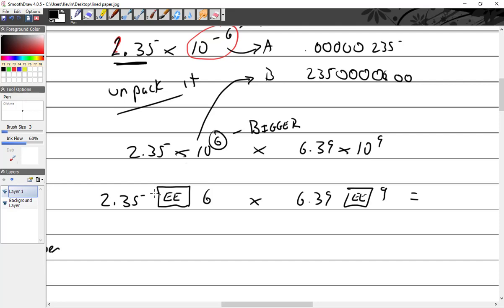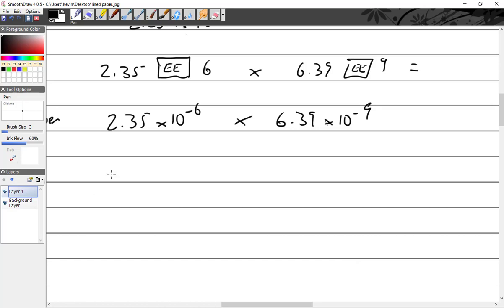All right, you good on that one? You know how to find your EE key? You know how to use the EE key. All right, what if it was to the negative? So 2.35 times 10 to the negative 6 times 6.39 times 10 to the negative 9. What if I would have written that? How would I punch that in my calculator? Okay, same way, but just use negatives.